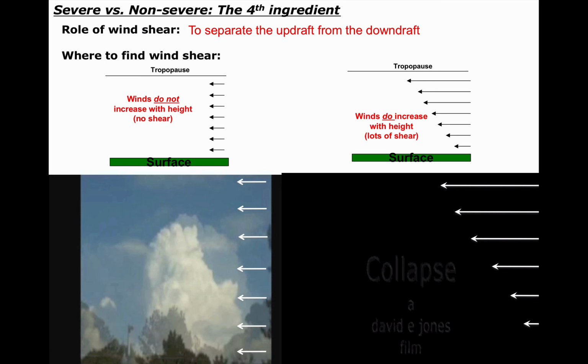Where do we look for wind shear? On our soundings, okay? Look at the right-hand side. We've learned how to read the winds on soundings. This is how we get it. Let me show you an example here. I got a little diagram up here at the top that shows you what an environment looks like with no wind shear. See how the length of these arrows representing the wind don't change with height?